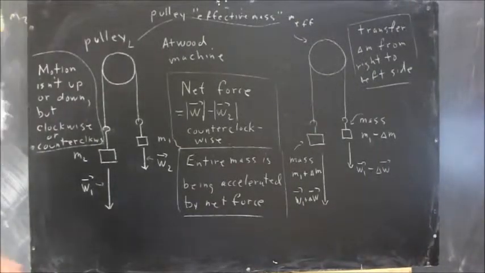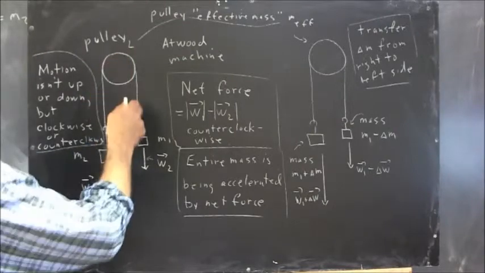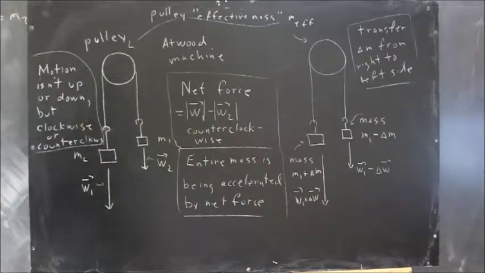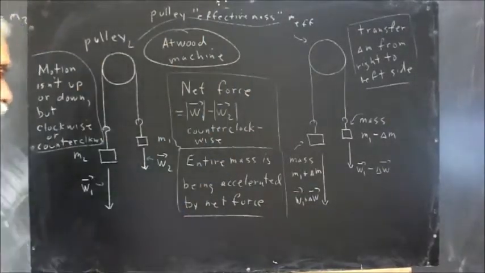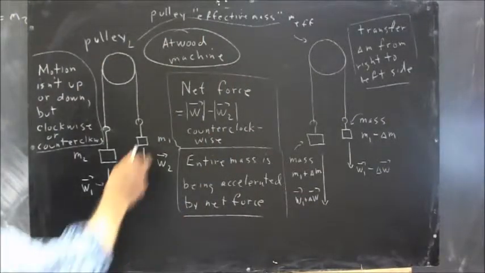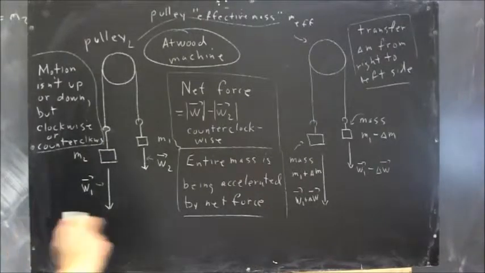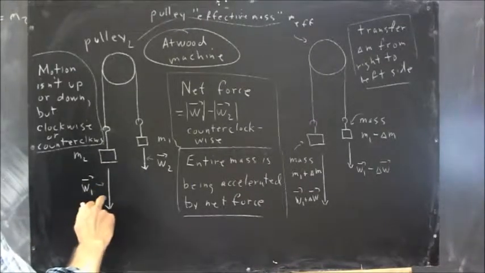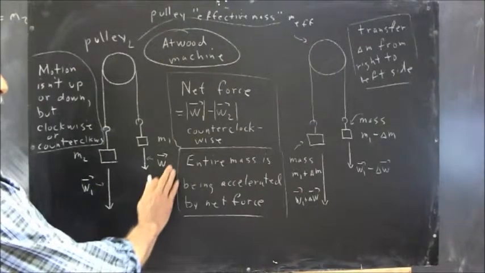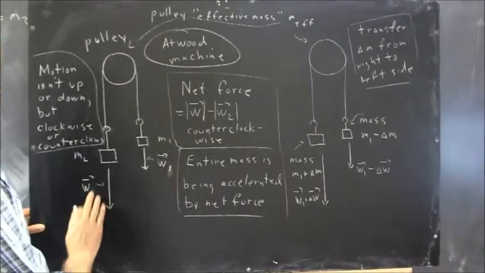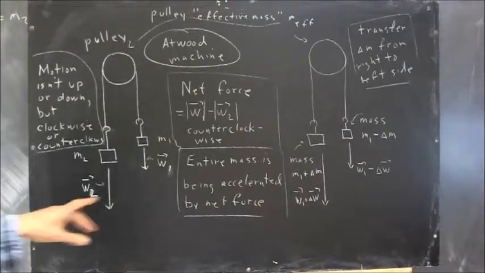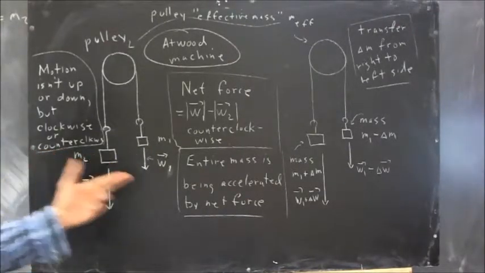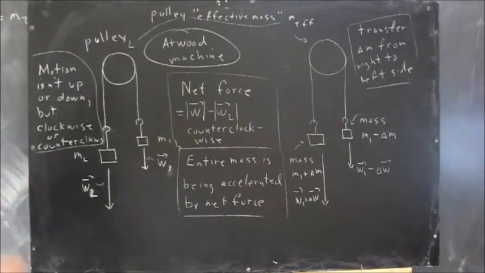The system we observed a few clips earlier, consisting of a pulley and two masses suspended from the pulley, is called an Atwood machine. We'll let M1 and M2 stand for the masses, with weights W1 and W2. I labeled those backwards, didn't I? W1 here, W2 here. M1 with weight W1, M2 with weight W2.